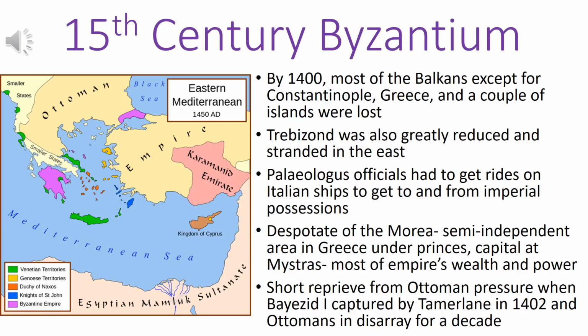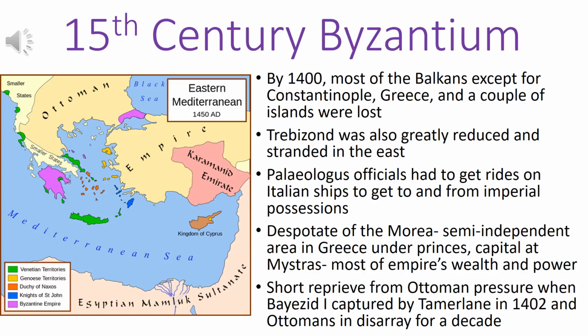So by 1400 or so, Byzantium was in really terrible shape, and the only thing that really remained was the city of Constantinople and its immediate environment. Greece, mostly the Peloponnese, what becomes known as the Morea at this time, and a couple of islands here or there. But for the most part, most of these islands had been repossessed by the Italians. So we're looking at an empire that consists primarily of Constantinople and the Peloponnese. And out east, the state of Trebizond under the Komnenoi was also being greatly reduced and stranded, and it was not even in contact at this point with the main Byzantine world.